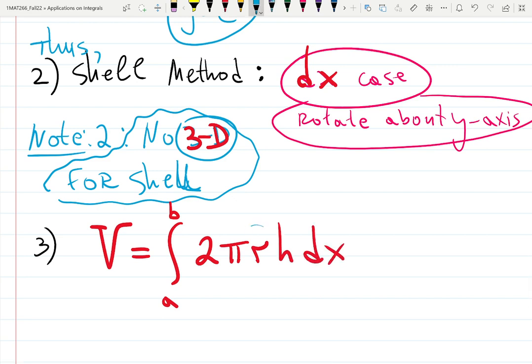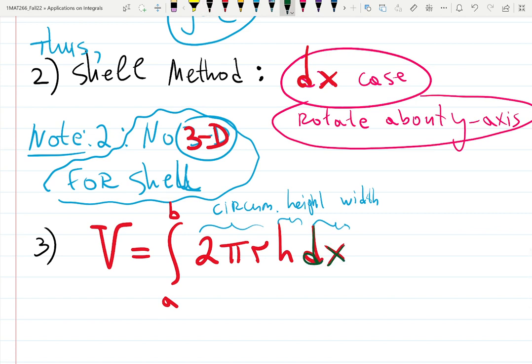2 pi r was the circumference of the shell, h was the height, dx the width or depth, the width of each shell. Each shell is like the shell of an onion. It's kind of a rectangle for the onion as well, and then it has some depth or width. So 2 pi r times h dx from a to b. The dx is not necessarily the same color, let it be outside.